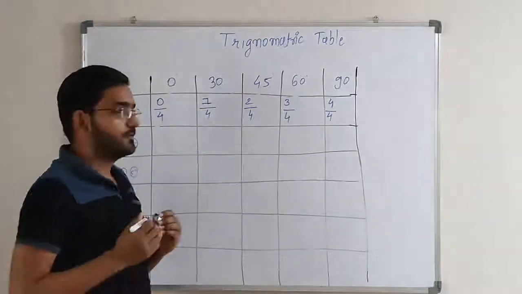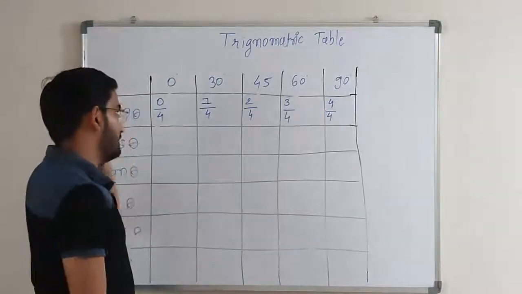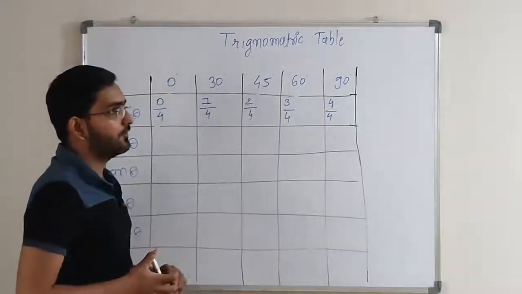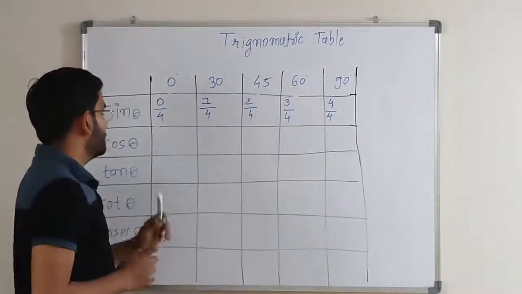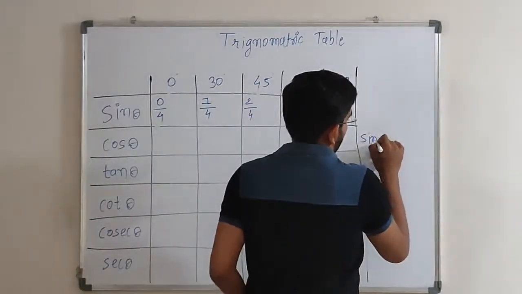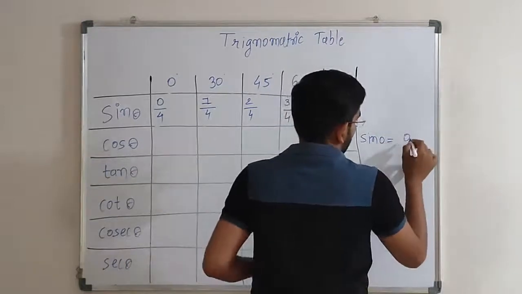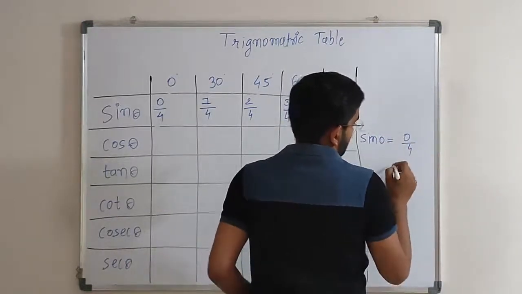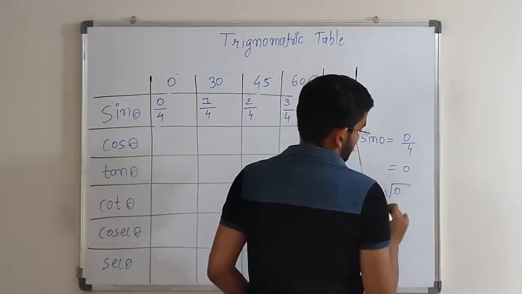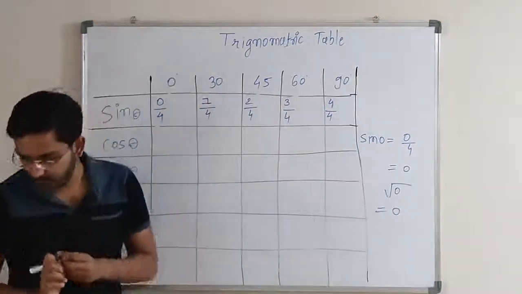The next step is to take the result of this division and take the square root of the answer. So here, sin 0 is equal to 0 by 4. The answer is 0, and we take the square root. The square root of 0 is equal to 0. So here the answer is 0.